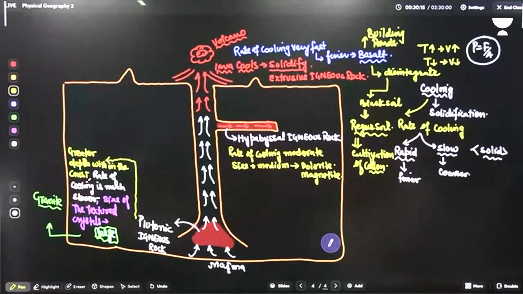So the rock formed at the greater depth, they named it plutonic. But this is not asked in any exam. You should just remember what is the difference. What is the main difference here? Rate of cooling. Is this clear? Shall I move to the next?